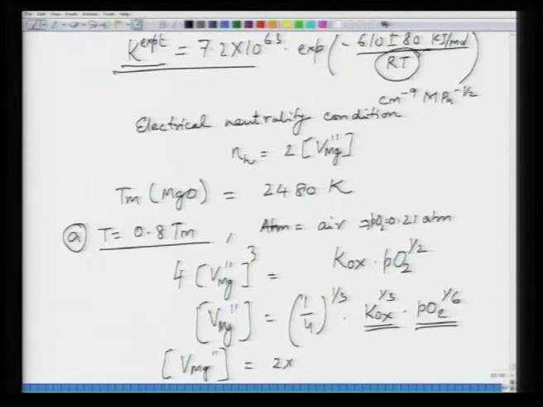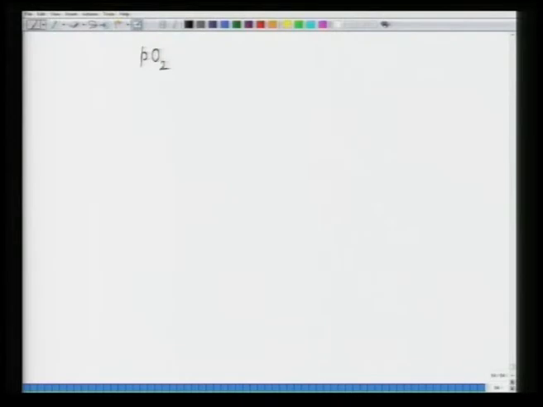is equal to 2 into roughly 10 to the power 16 per centimeter cube, and this works out to about 0.6 ppm in Mg1 minus XO. So, this X would be 0.6 ppm, okay, because magnesium deficient would mean Mg1 minus X. X is the level of deficiency, and level of deficiency is equivalent to vacancy of magnesium, and this works out to around 0.6 ppm.